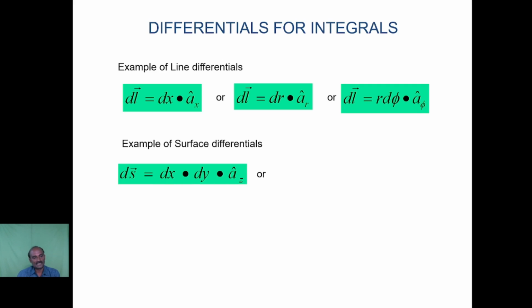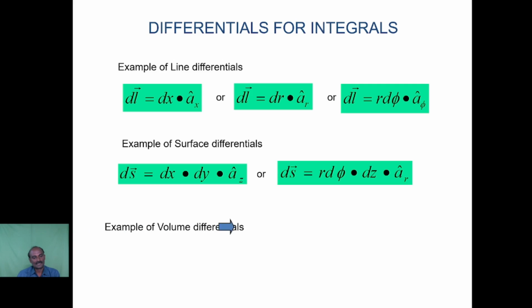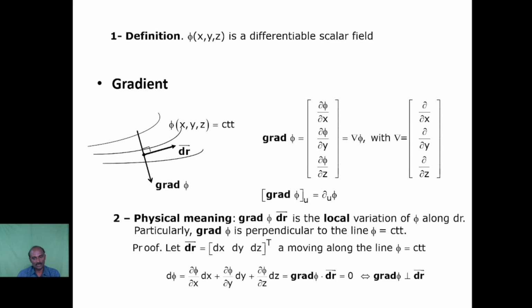Examples for surface integrals. Volume integral: here we have three coordinates, all the x, y and z. dv equal to dx, dy and dz.